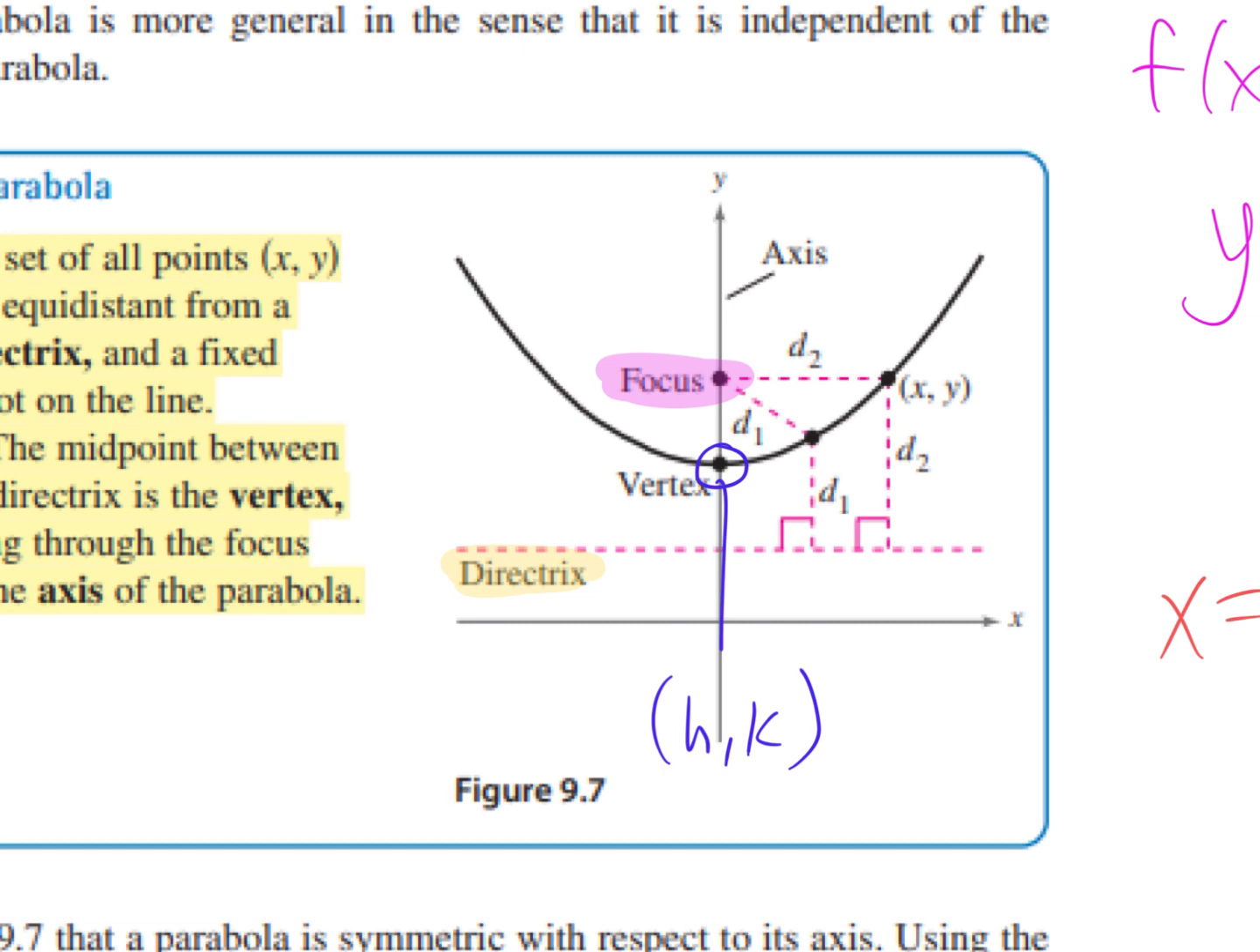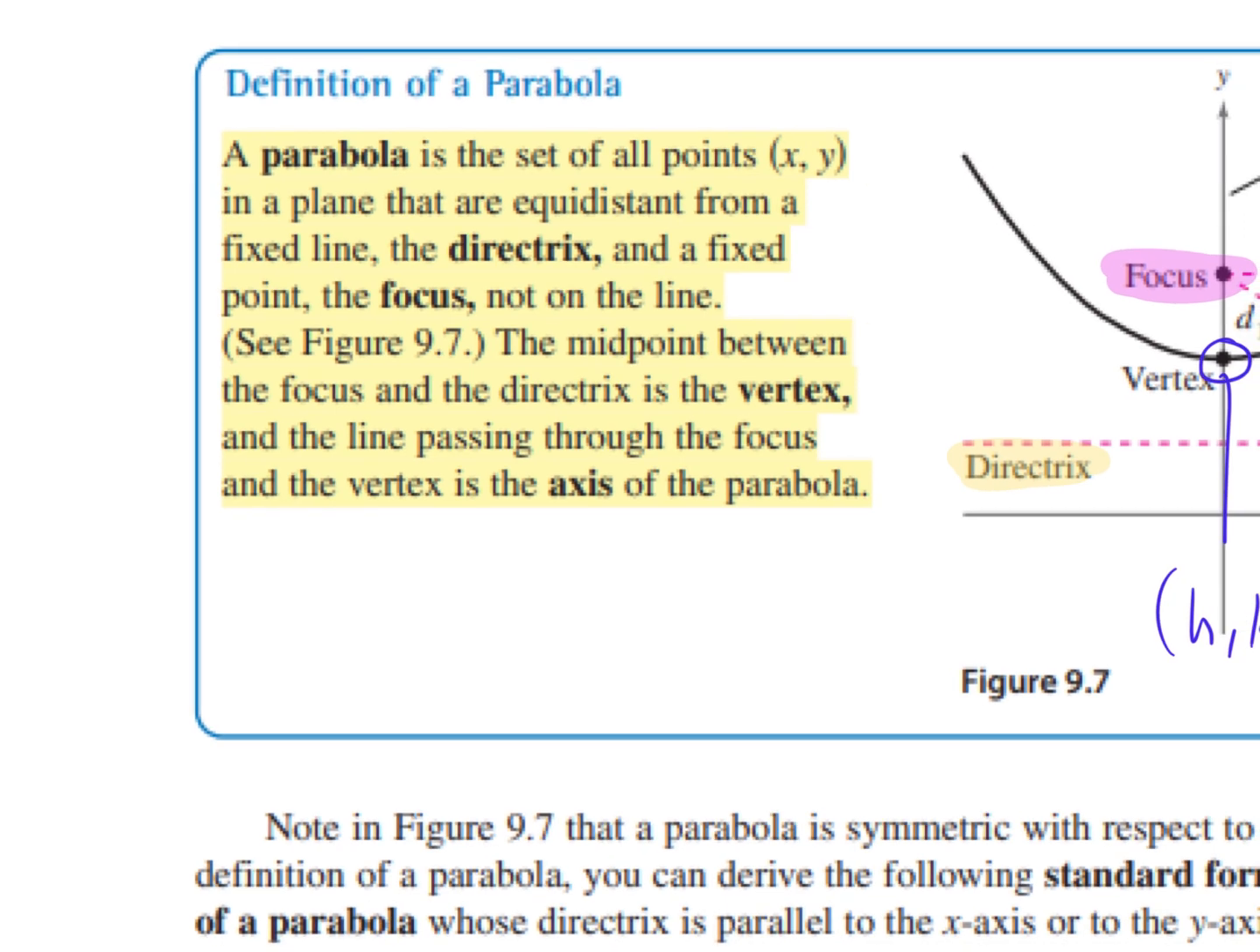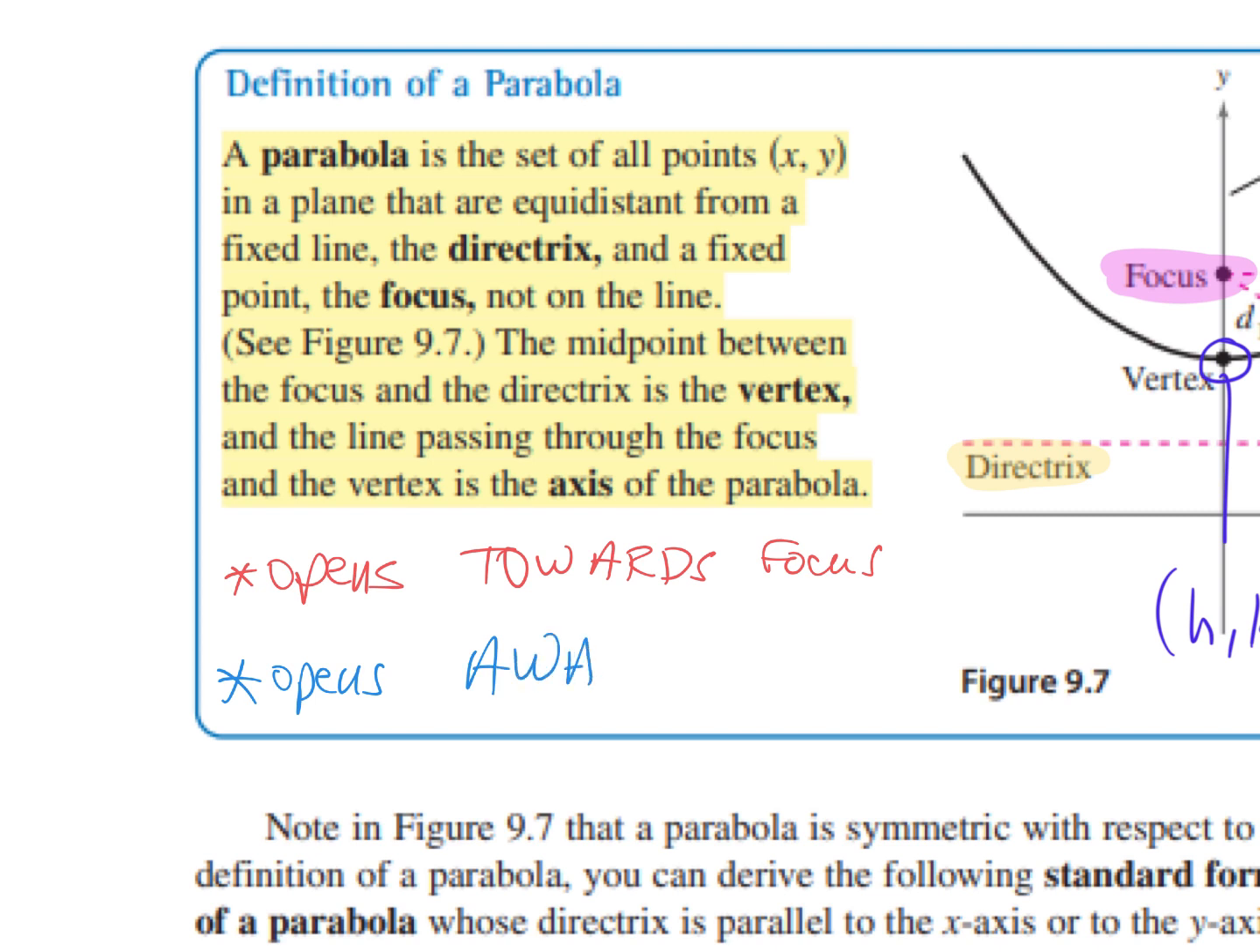All right, this is really, really simple, I promise. What I want you to write down here is: your parabola opens towards the focus, and it opens away from the directrix.